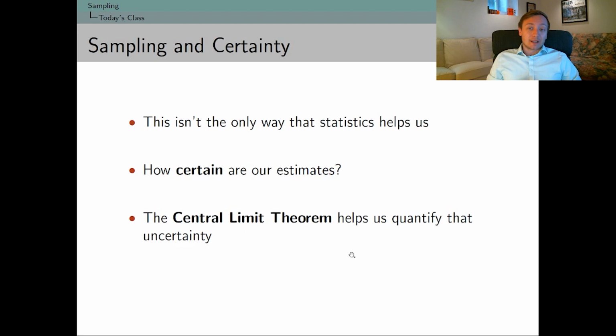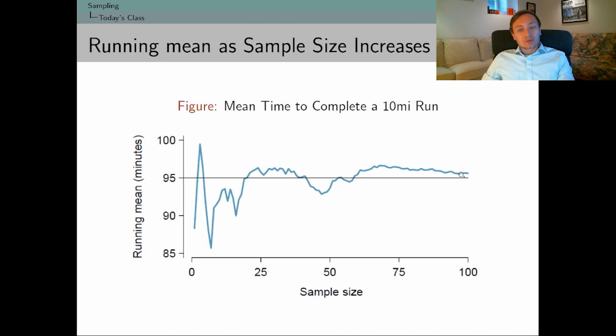But this isn't the only way that we can use statistics to help us understand our populations. The central limit theorem is the second of 2 concepts that I want to introduce to you today. This really helps us understand not just whether we're getting closer to the population parameter, which is what we care about. It also helps us think about exactly how uncertain we are. Are we getting pretty close to the actual mean? Are we still fairly far away? What is the size of this gap between the truth and our estimate?